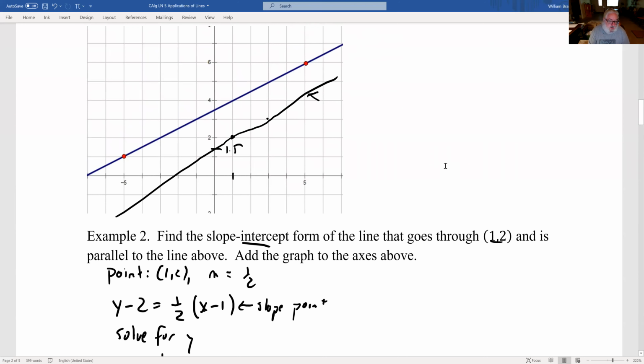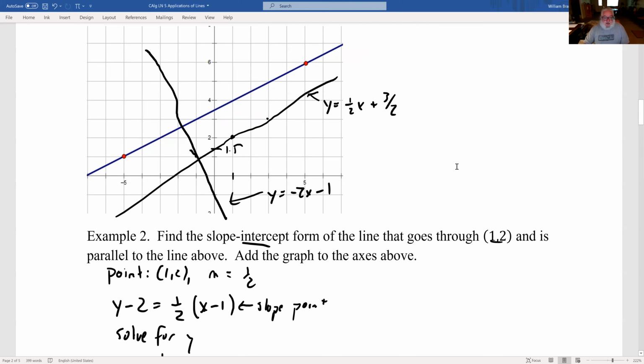And if it goes through 1, minus 1, that's this point. And its slope is -2, so it looks like that. So this is the parallel line, y equals 1/2 x plus 3/2. This is the perpendicular line, y equals -2x minus 1.